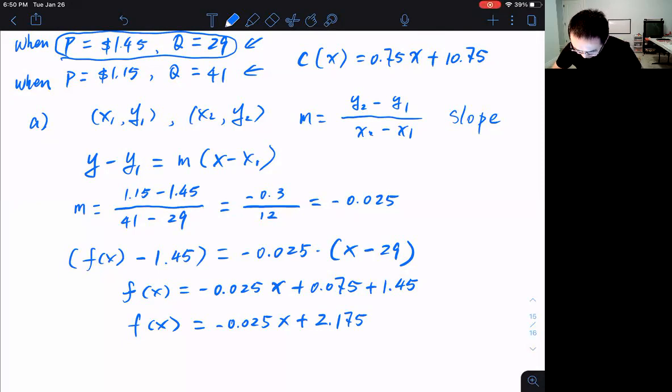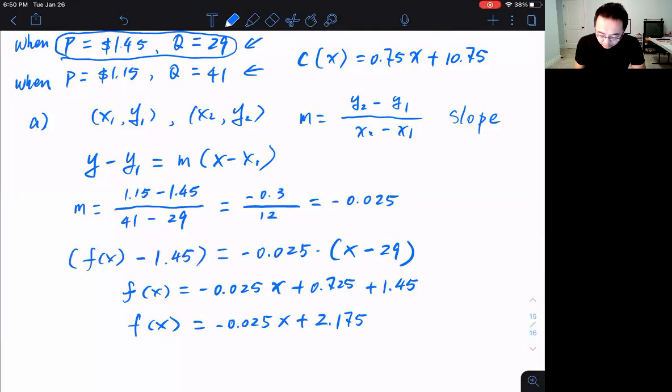Wait, let me see. Did I do the math right? I think I made a math error. I just copied my notes, but let me double check. So 29 times, sorry, I wrote this number wrong. So 29 times 0.025 is 0.725. Okay, there we go. So that's how we get the 2.175.